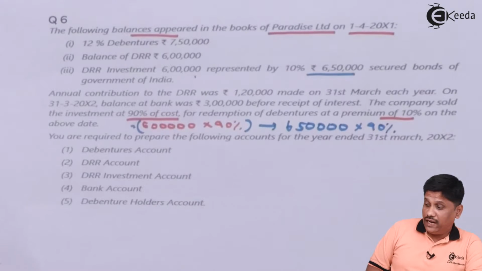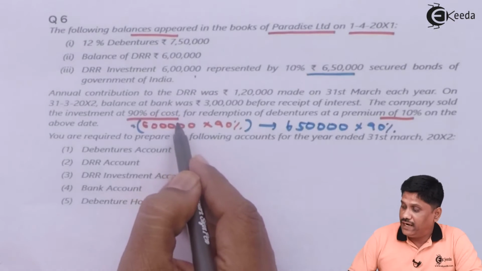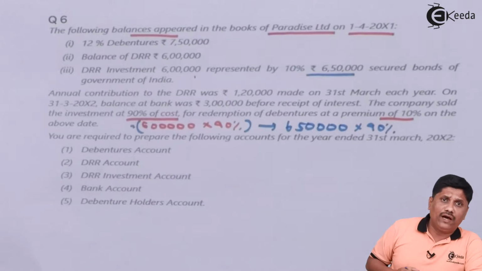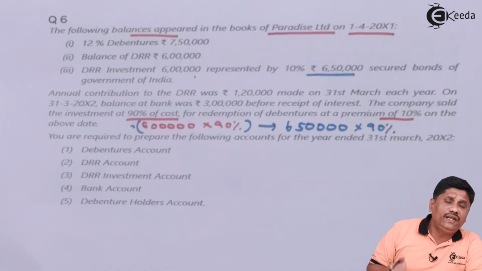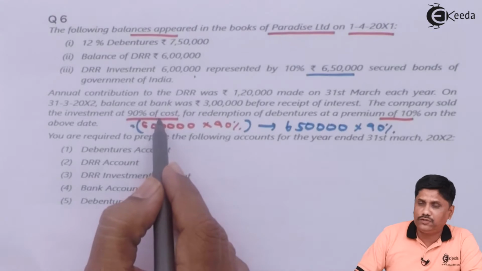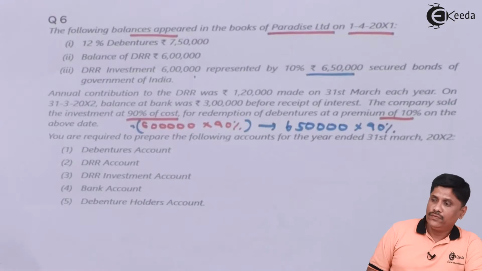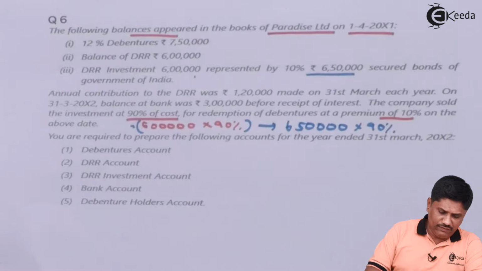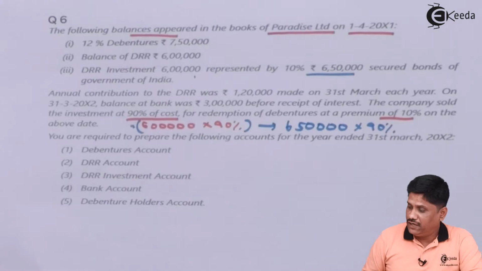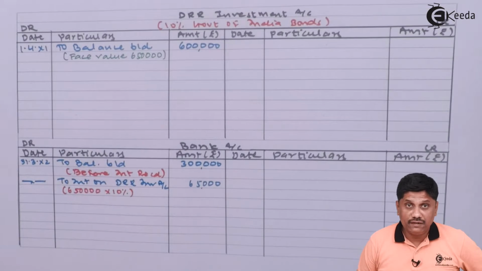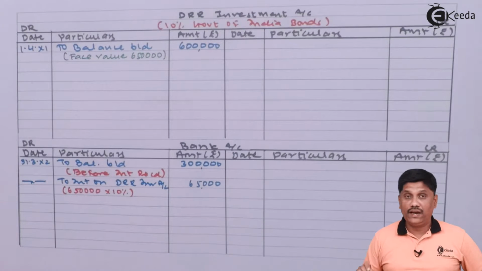Once again I am repeating, they have said that investments are sold at 90% of the cost. 90% of the cost means what? Your cost. But if you talk from the market point of view, 90% of the cost means 90% of the face value. So whenever they give you 90%, 20%, whatever it is, it will always be of the face value. Okay, so your face value is 6,50,000 into 90%. It is 5,85,000, what I will get from sale of the investment. What will be your entry, students? Your entry will be bank account debit to DRR investment account.